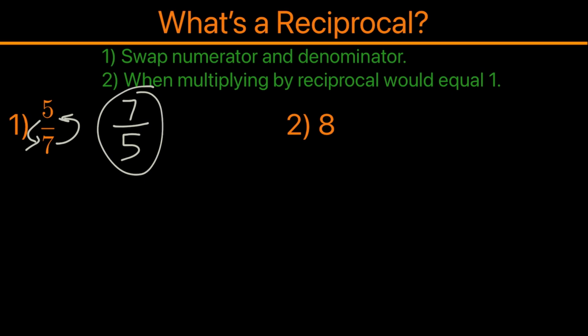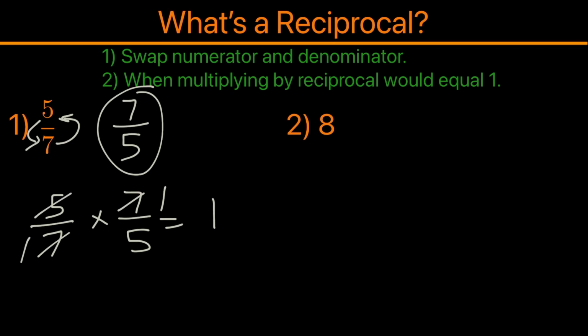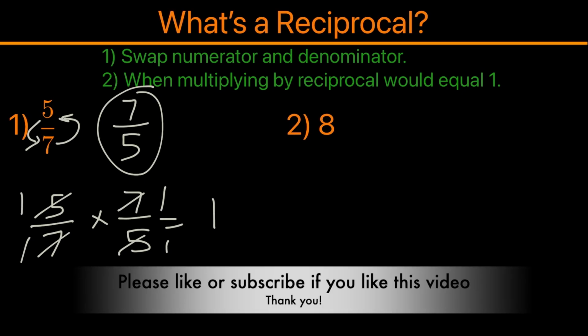Now we can check the answer by taking 5 over 7 multiplied by 7 over 5, and the answer has to come out to 1 to be correct. So 5 over 7 times 7 over 5, we can see that the 7s will cross out and become 1. 5 and 5 will also cross out and become 1. So the answer is 1. And therefore, 7 over 5 will be the right answer.